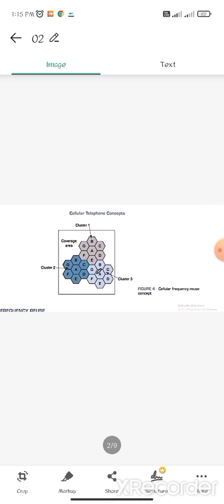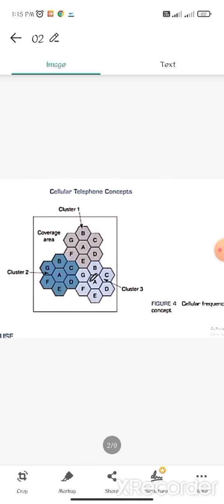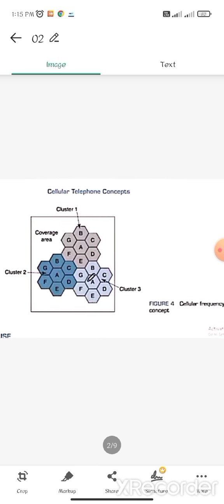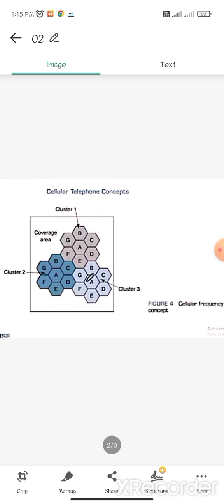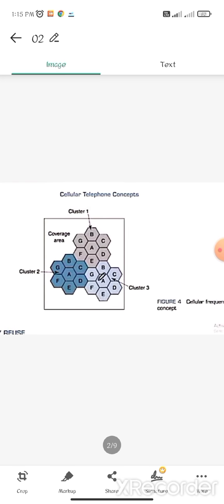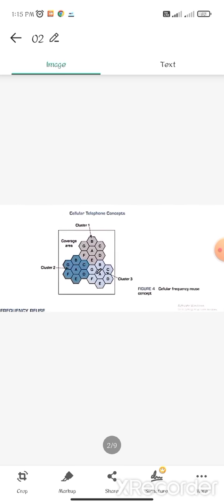So this figure shows the frequency reuse of a cellular system. So from here, each cell is assigned part of the available frequency spectrum, but some part of the frequency spectrum is used more than once. This is called frequency reuse.